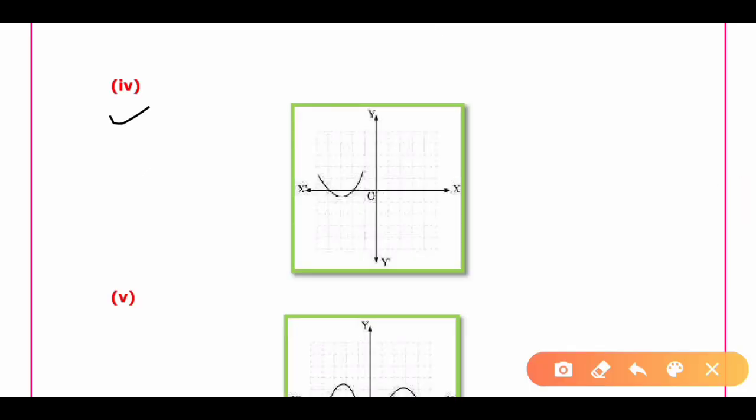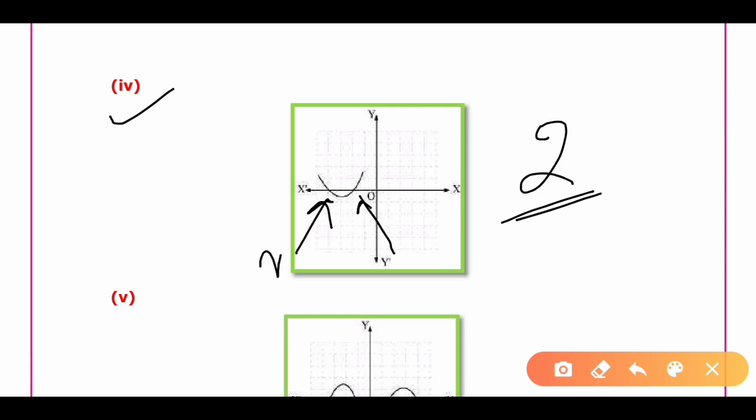Now fourth graph. This graph is touching x-axis at 2 different points. First one is this one and second one is this one. So number of solutions or number of zeros for this graph will be equal to 2. Clear? This one is first point, this one is second point.